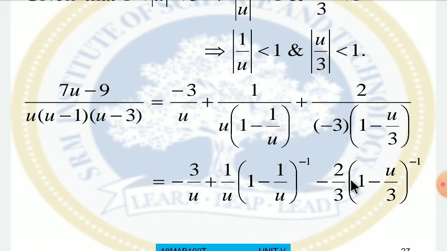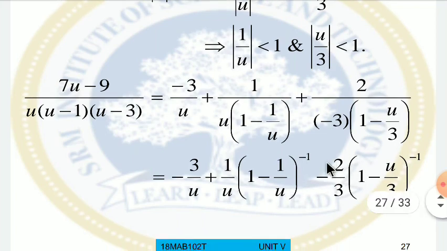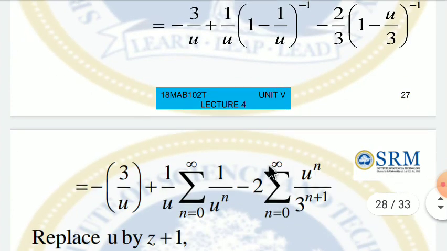Now this looks like the binomial expansion. Minus, minus, so everything is a positive term. The nth term is 1 by u to the power n, and here the nth term is u by 3 to the power n. So we get minus 3 by u, plus 1 by u sigma n equals 0 to infinity, where the nth term is 1 by u power n, minus 2 by 3 sigma n equals 0 to infinity, where the nth term is u power n by 3 power n. I multiply the 3 into the term, so 3 power n plus 1. Here also when you multiply u, u power n plus 1 comes. No problem, right?